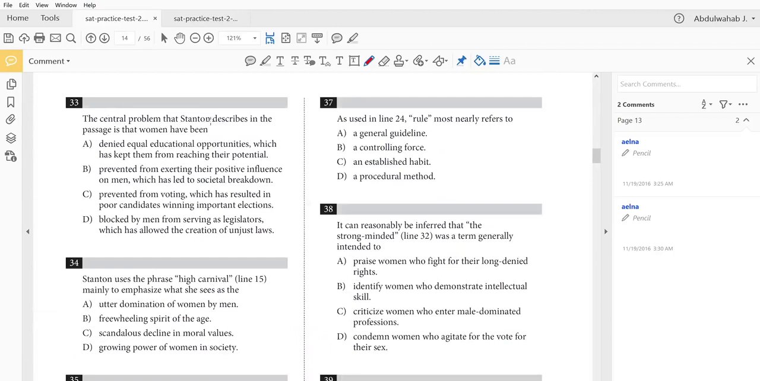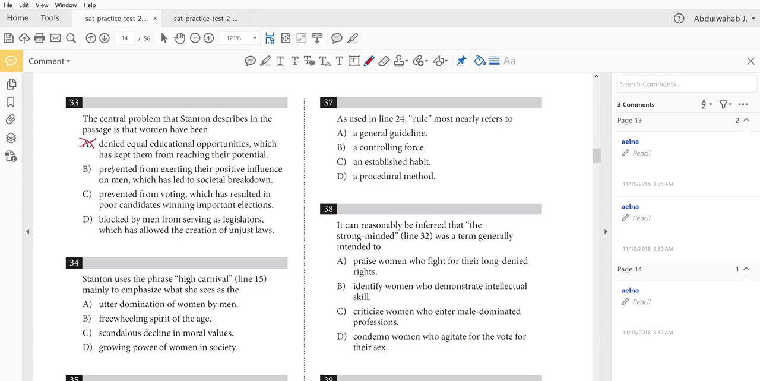Now, what's the central problem that Stanton describes in the passage? Is it that women have been denied equal educational opportunities? Well, she didn't talk about education. Education wasn't mentioned in the text. Or prevented from exerting their positive influence on men, which has led to societal breakdown.